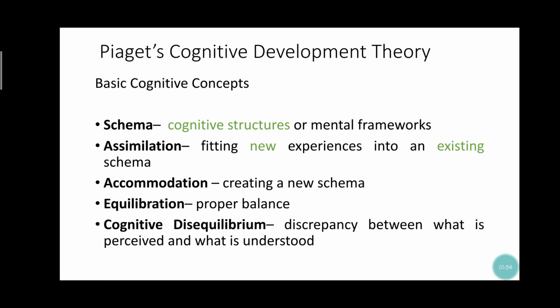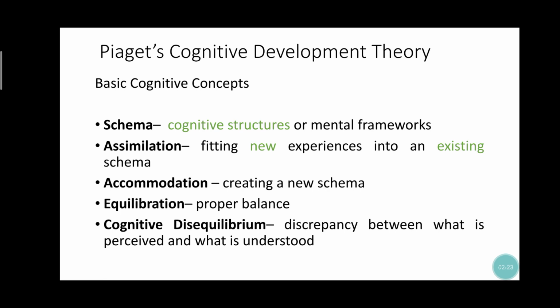First, we have the schema, or our cognitive structures or mental frameworks. These are categories of knowledge that help us to interpret and understand the world. In Piaget's view, a schema includes both a category of knowledge and the processes of obtaining that knowledge. As experiences happen, this new information is used to modify, add to, or change previously existing schema.